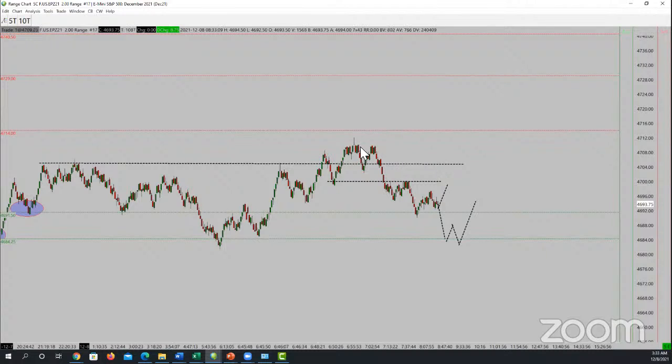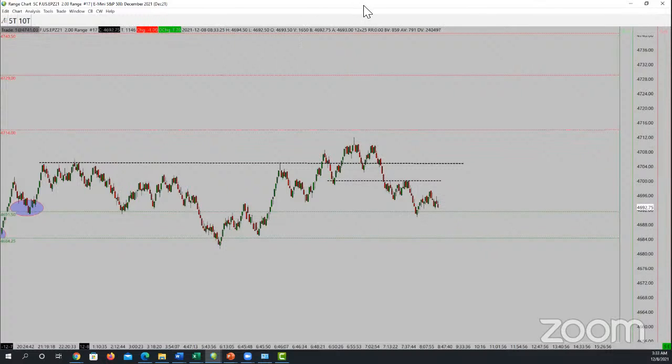Those are going to be your areas to take some profit off if you are going to go long, because there's no telling if this is going to just hit one of these levels and just collapse from there. So just keep that in mind if you are trying to look for a long opportunity around these support areas.